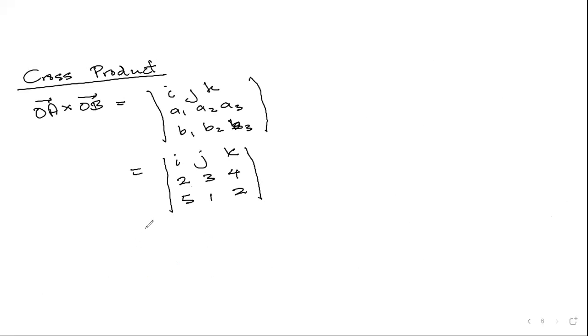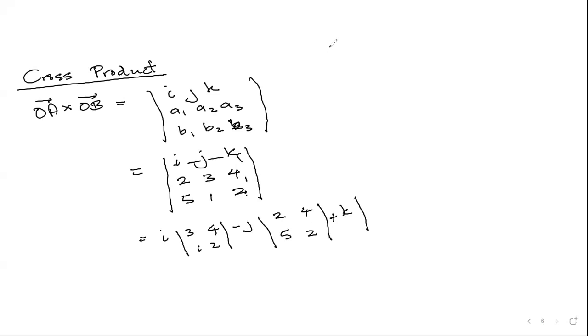So that is i times the determinant of 3, 4, 1, 2, minus j. Cross out the row and the column that the j is in, and that is going to be 2, 4, 5, 2, plus k. Cross out the row and the column that the k is in. That's 2, 3, 5, 1.